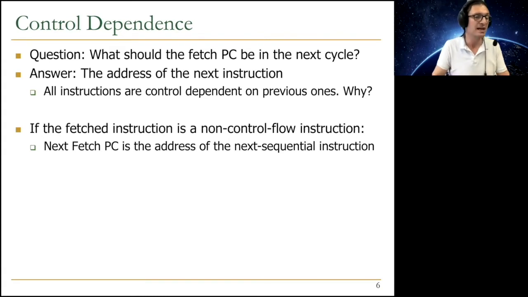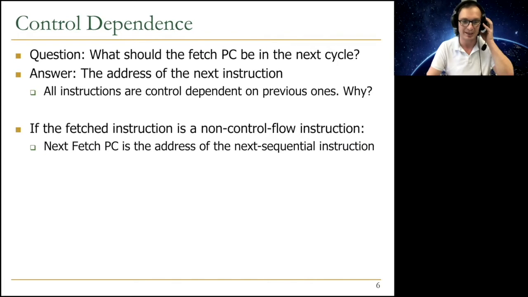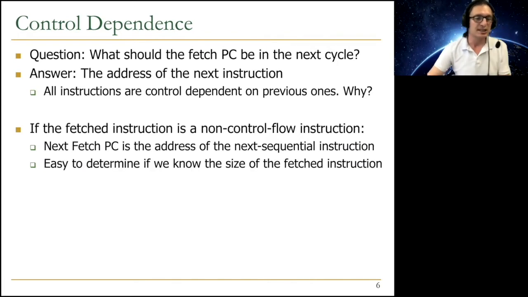And that's what we have done so far, right? Incremented the PC and assumed that it's good. If it's not a good decision, or good prediction, let's say, then you figure that out when the branch is resolved and you flush the pipeline. And we have seen that already. Of course, this is easy to do if you know the size of the fetched instruction: you increment the program counter by the size of the fetched instruction without having to decode it.